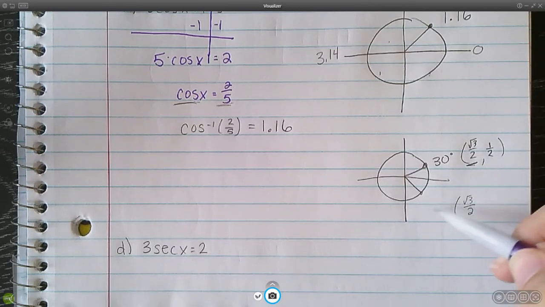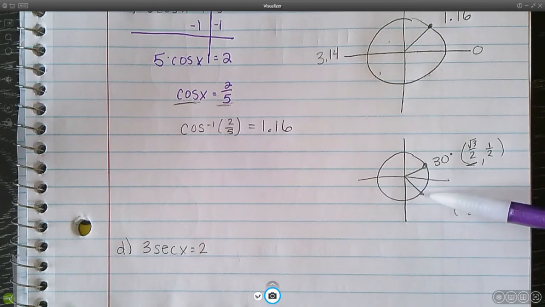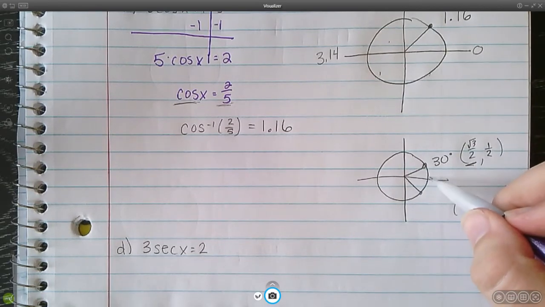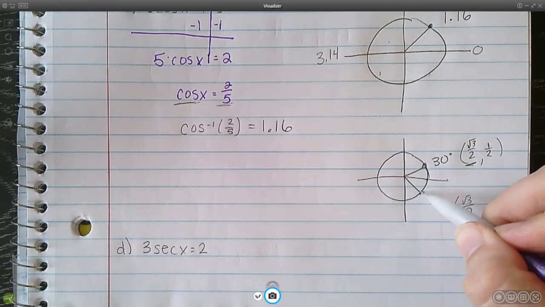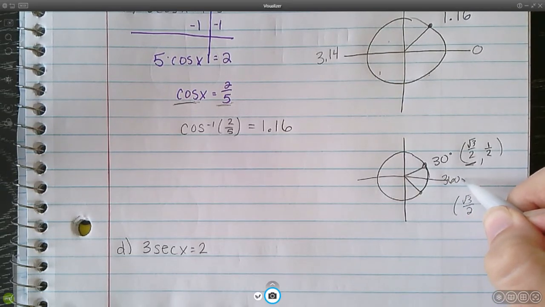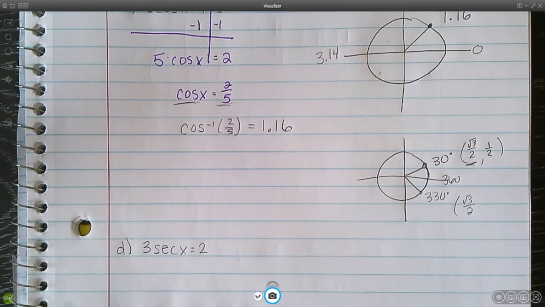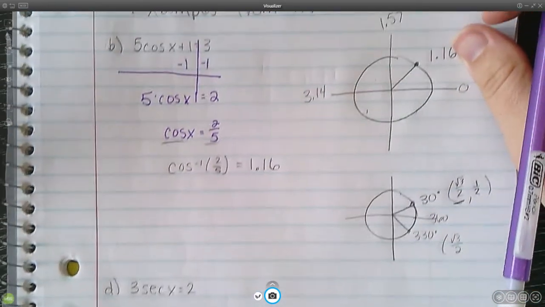But how do I figure out what degree this is? Well, if I'm taking this and just reflecting it down here, if this is 30 degrees away, it's going to be 30 degrees away here. So you would take 360 minus your 30 degrees, and this would be at 330 degrees. Now we can do the same thing up here.